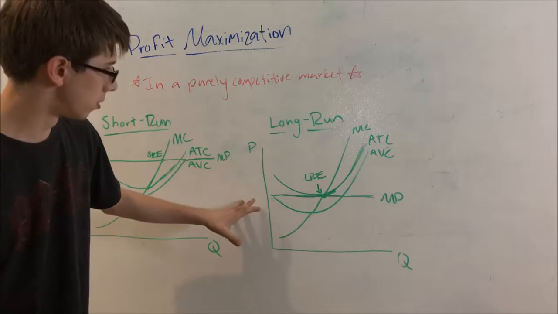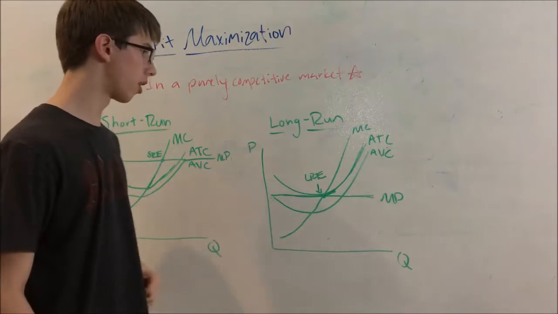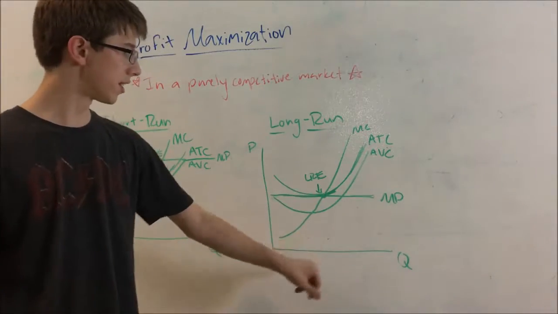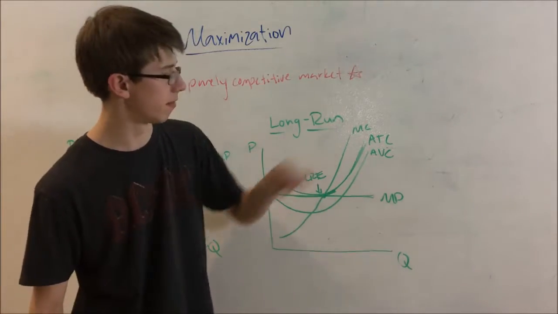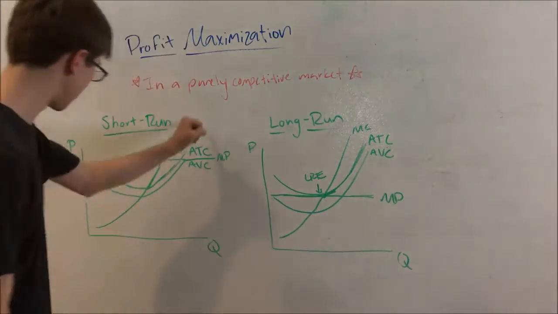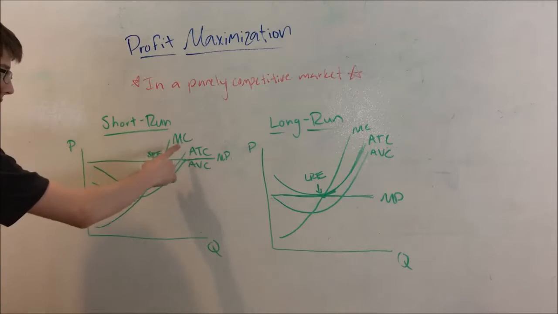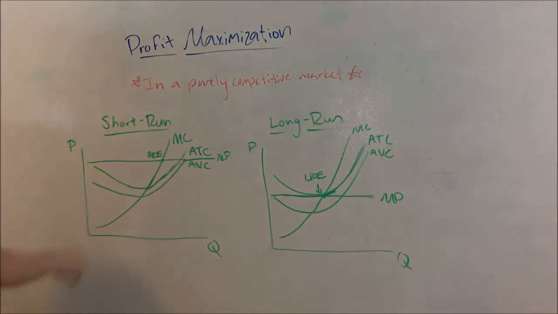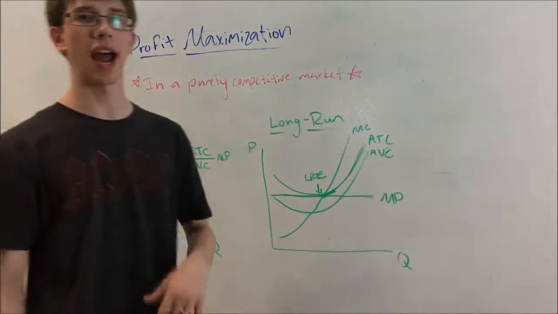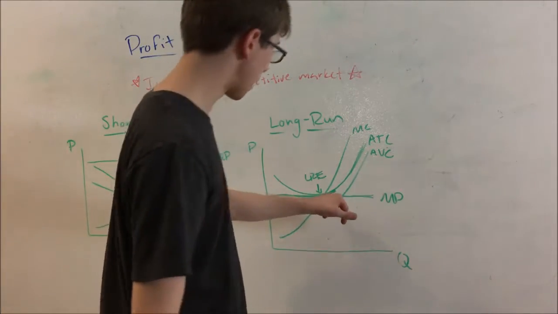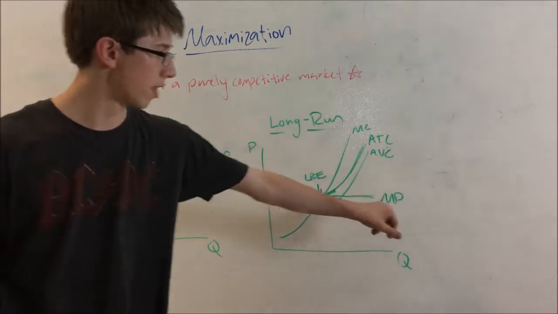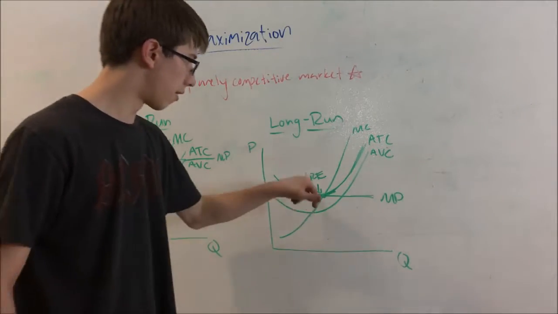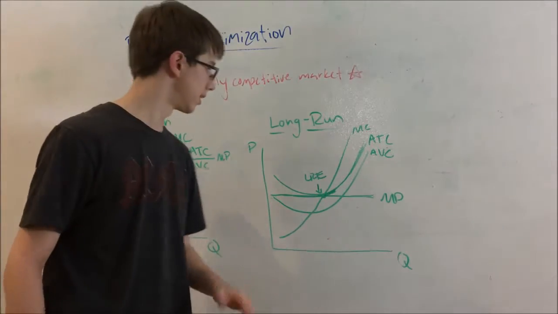So in this model, we have all of the same curves, but in this case, our MC and MP intersect at the minimum point of the ATC, right? That minimum point is always the point at which the marginal cost curve intersects the average total cost curve. That is always the minimum point of that average total cost curve. So in this case, that minimum point is also intersected by the marginal product curve line. So that is our long run equilibrium point, okay?